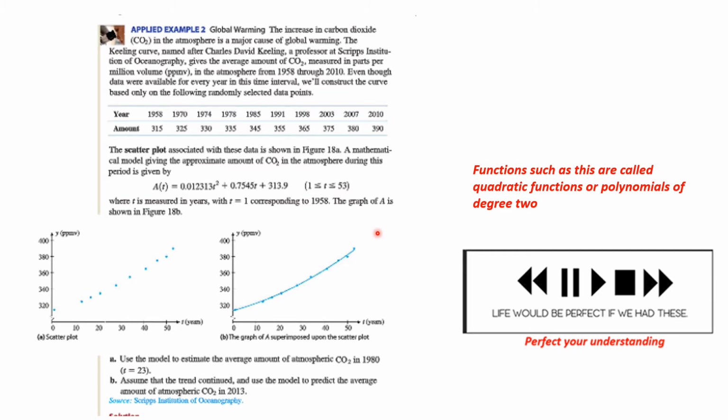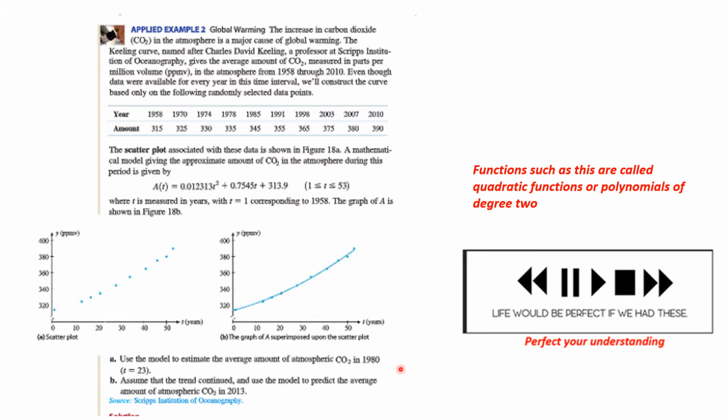Here is another example. This is about global warming. We have data beginning in 1958 and running through 2010 at various intervals. And this is giving the average amount of carbon dioxide measured in parts per million volume in the atmosphere. So that's the data. We do a scatter plot of those points. We get a picture that looks like this. And we model these using this model here. Now, functions such as this are called quadratic functions, or polynomials of degree 2, because the highest power of t is 2. And there's a lot of numbers there, and this runs from 1 to 53. So that is the curve fit.